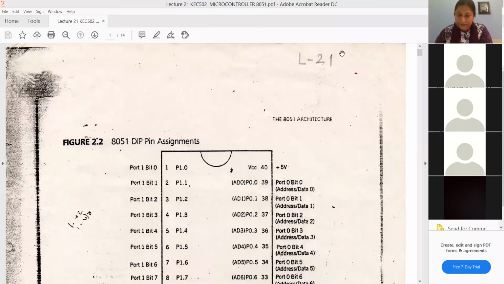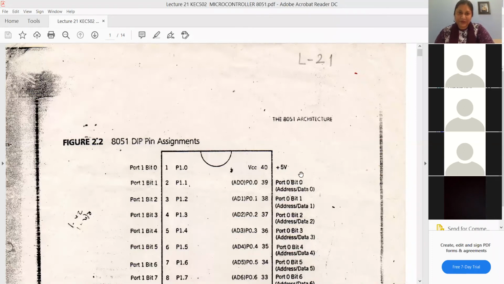So shall we start now? 20 students have joined. Yeah, good morning all. So is my screen visible? Yes, ma'am. 8051 DIP pin assignments.